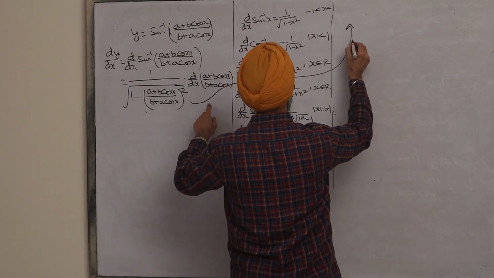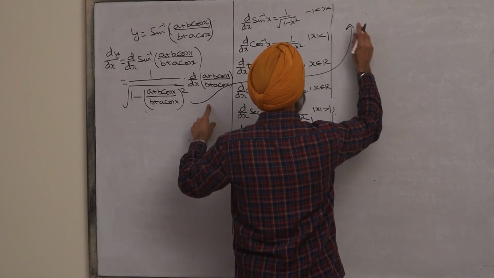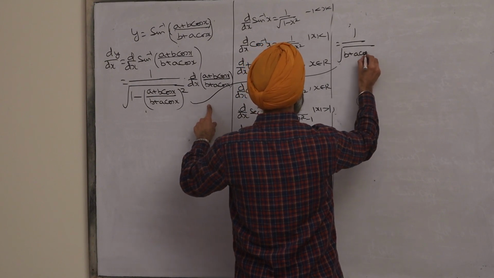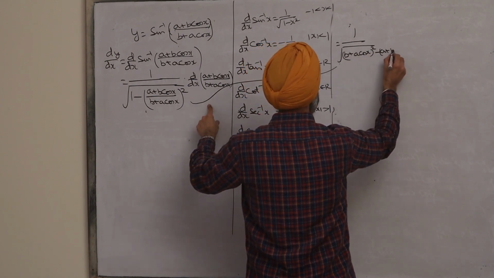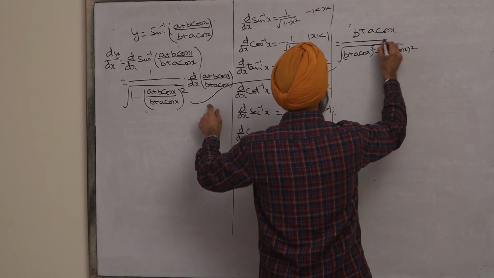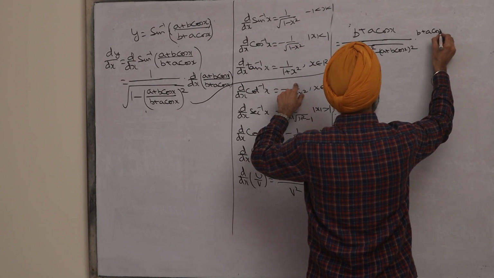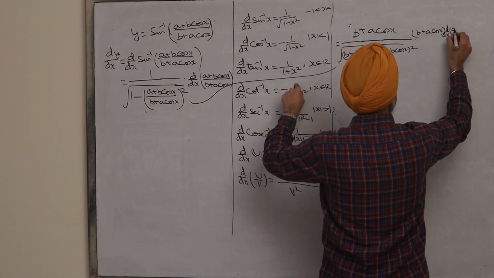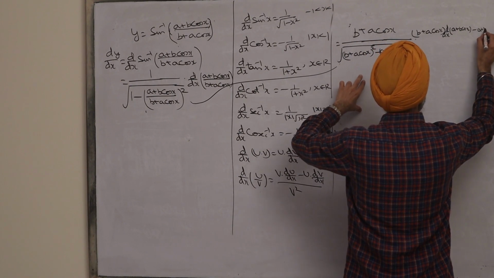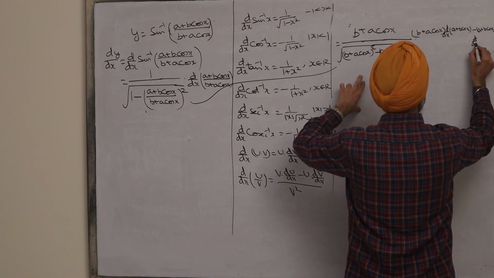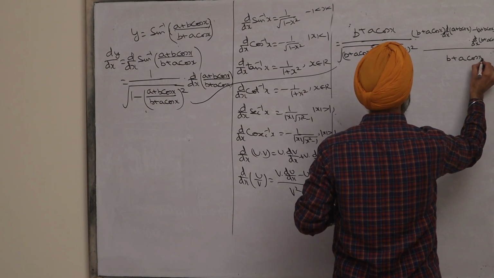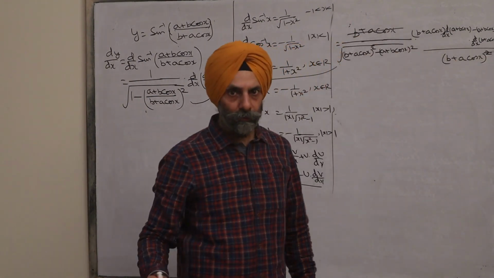Taking this to here, it is 1 over under root of (b plus a cos x) square minus (a plus b cos x) whole square, and here it is (b plus a cos x) into differential of (a plus b cos x) minus (a plus b cos x) into differential of (b plus a cos x) upon (b plus a cos x) whole square. You can see that this factor will cancel.